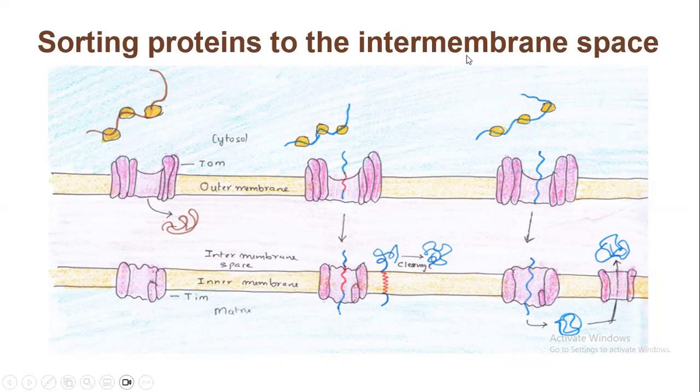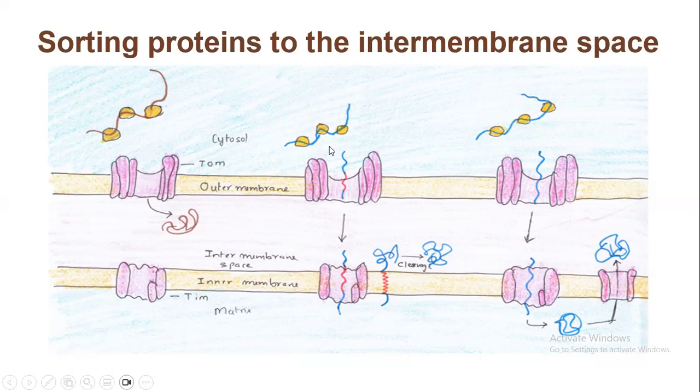Now coming to the protein sorting to the intermembrane space, that is the space between the two membranes. There are three pathways basically by which the protein can be transported into the intermembrane space. According to the first pathway, the protein will first be transported across the TOM complex, and once transported across the TOM complex, it will stay in the intermembrane space.